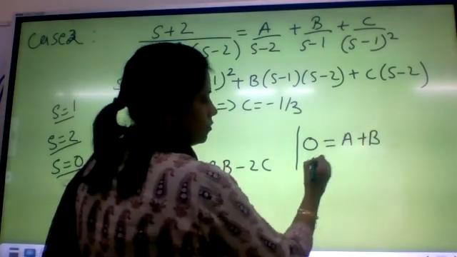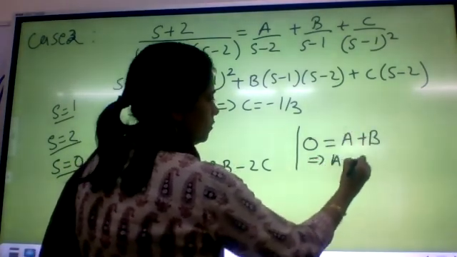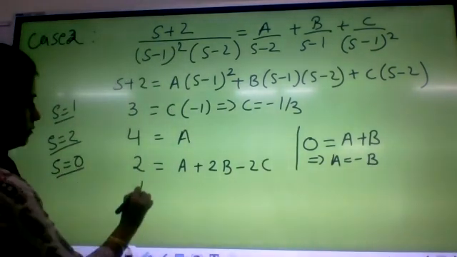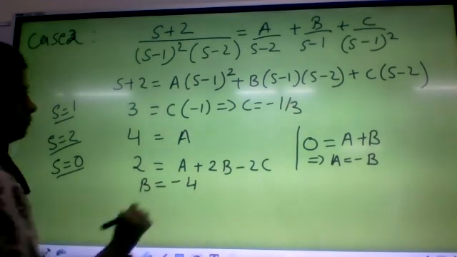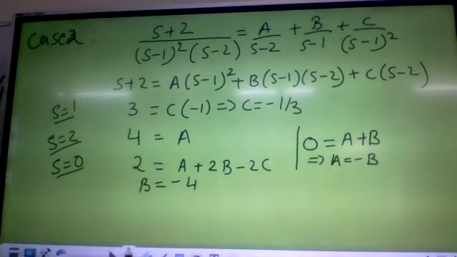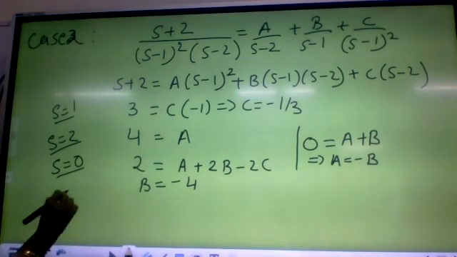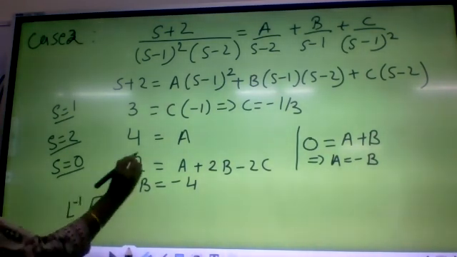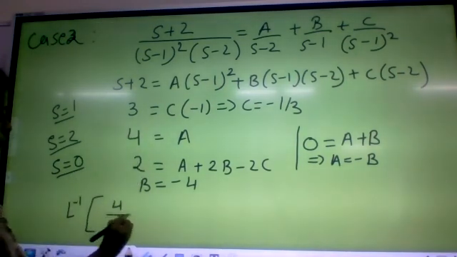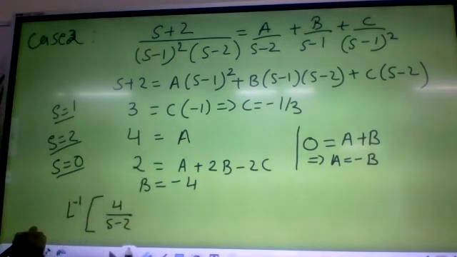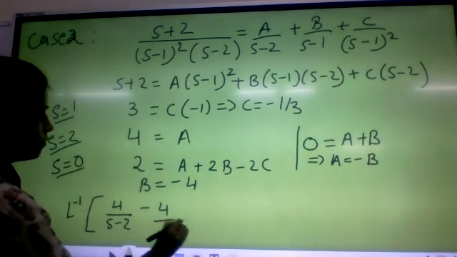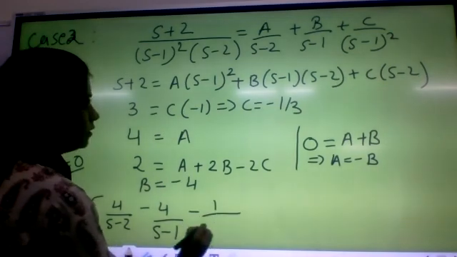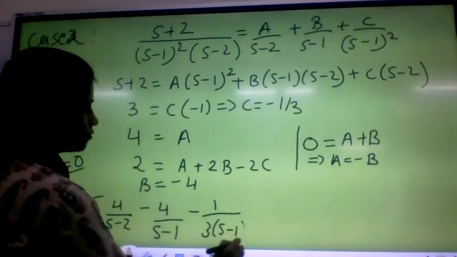So this gives me a is equal to minus b. So the value of A is 4, so the value of B is minus 4. Right? So now my question will be reduced to L inverse of 4 upon S minus 2, then B is minus 4, minus 4 upon S minus 1, plus C is minus 1 by 3 upon S minus 1 square.